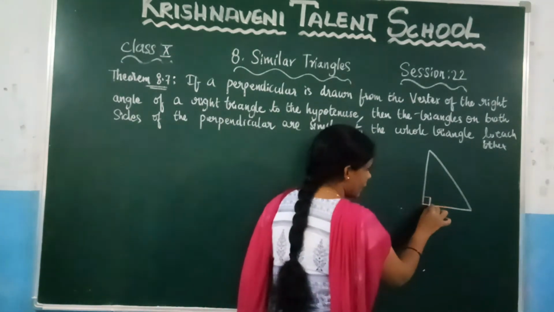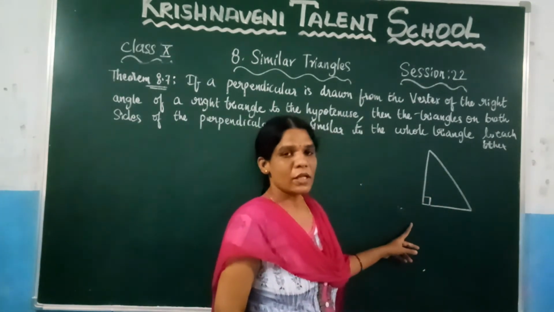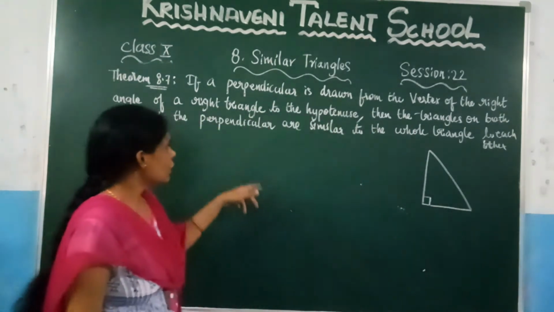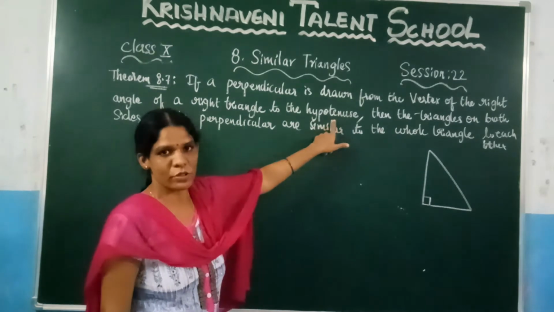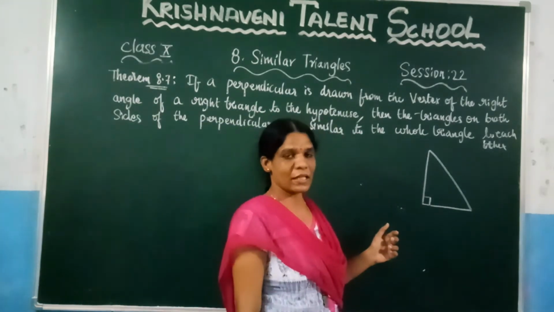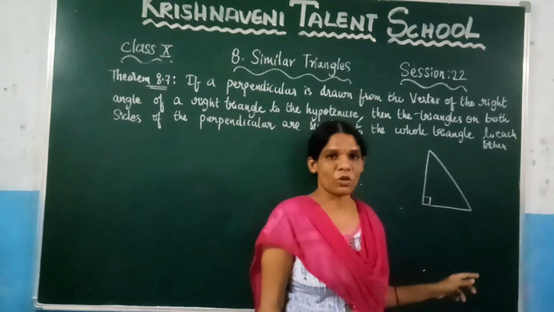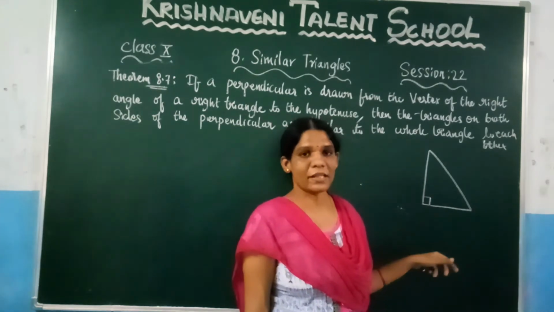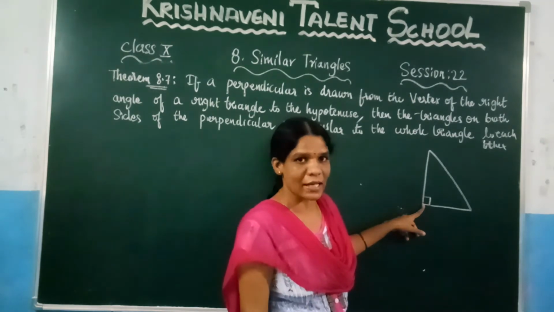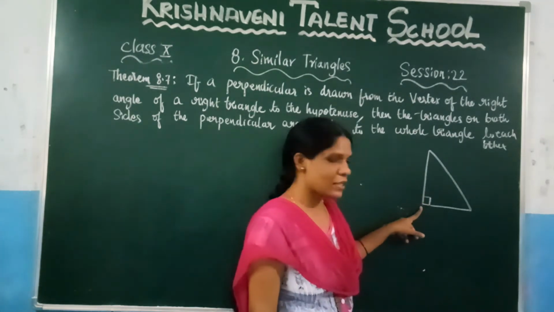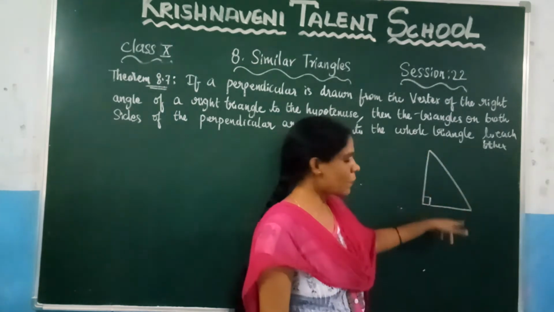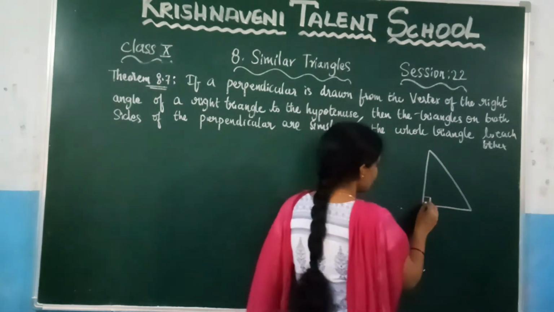This is the right angle, right? At this point, you need to draw the perpendicular to that of the which side? You need to draw to the hypotenuse, right? So let us draw that one. So here again, what they are saying here, if a perpendicular is drawn from the vertex of the right triangle. Here, what is the right angle here? This one, because here the angle is 90 degrees. From this vertex, you need to draw here the perpendicular to that of the hypotenuse. So let us draw that one.